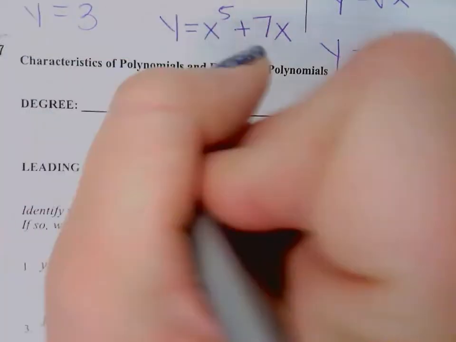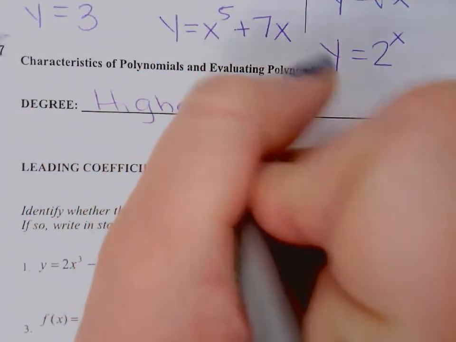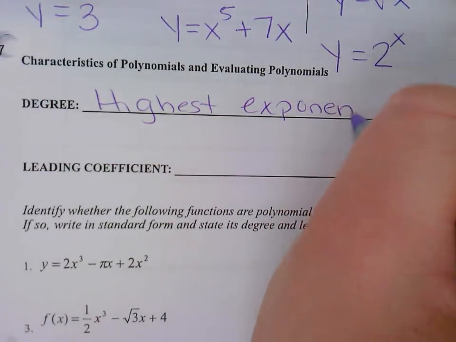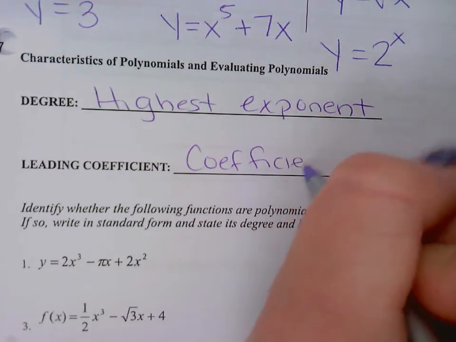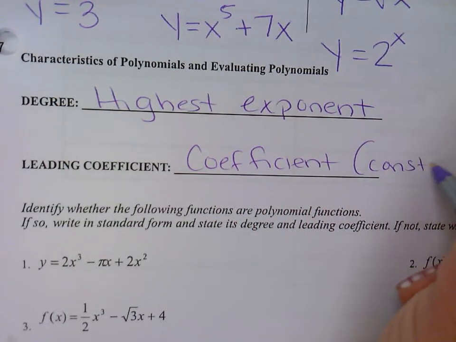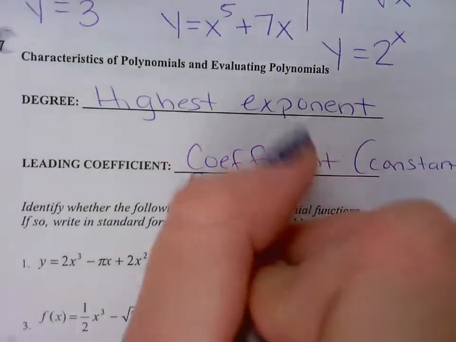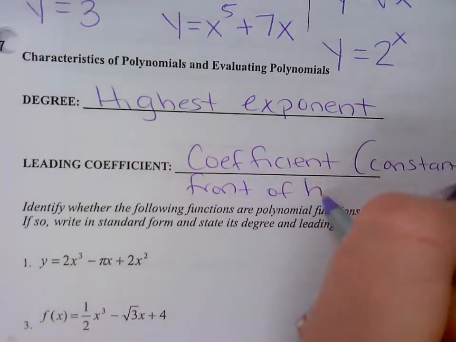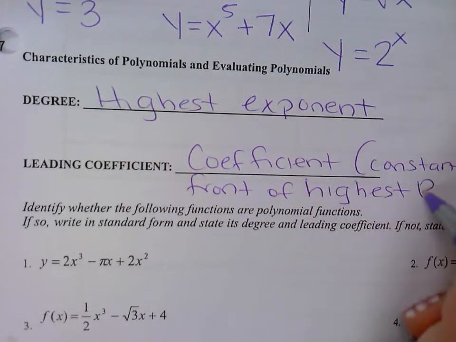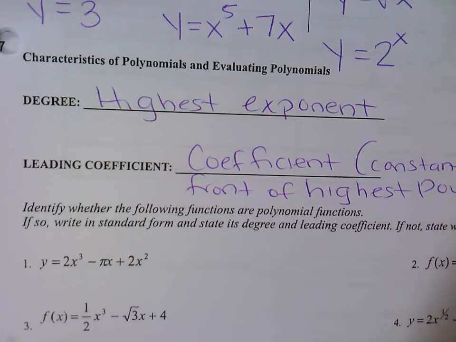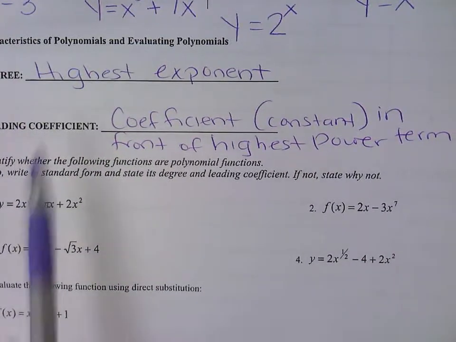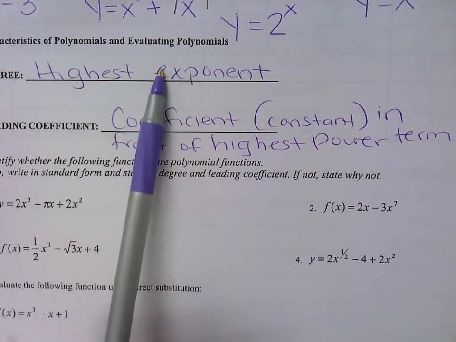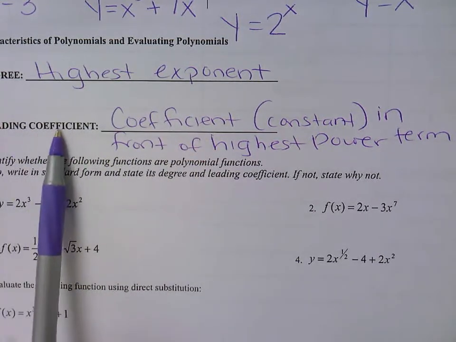The degree is the highest exponent, and the leading coefficient is the coefficient or the constant in front of that highest power term. So the degree is the highest exponent, and once you identify that, you can find the leading coefficient. So it's whatever's in front of that term.